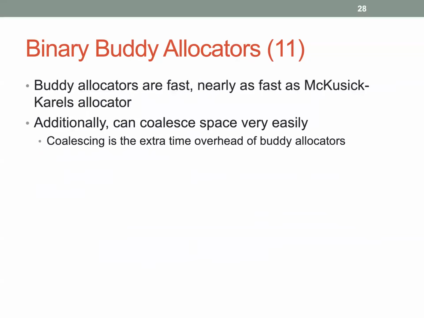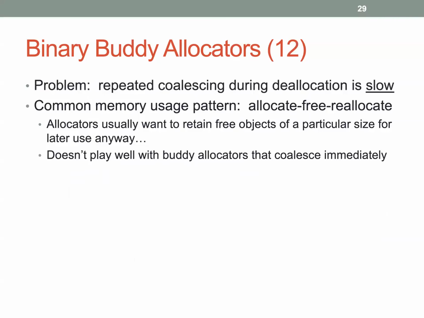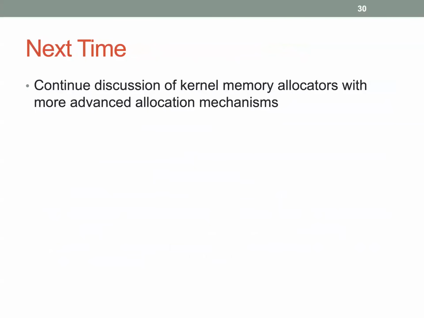Okay, I'm going to go ahead and skip the rest of this. I'll just give you the punchline. The issue with binary buddy allocators is in the context of allocate, free, reallocate. A lot of times these things are written to defer coalescing, because coalescing over and over and over again adds up. So they defer coalescing to keep from incurring too much time overhead. Okay, so that's the discussion for simple allocators.